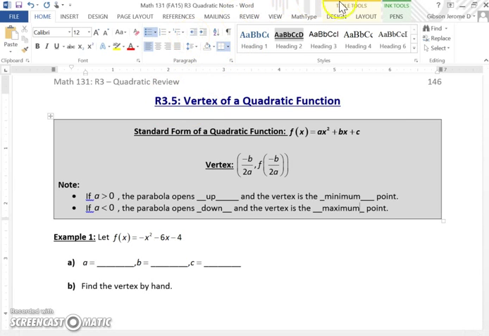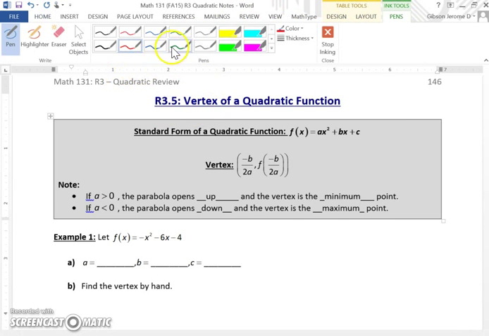Hello class, we're about to start section R3.5, the vertex of a quadratic function. The standard form of a quadratic function is f of x, which we traditionally write y as well, is equal to ax squared plus bx plus c. Now, we have the vertex formula.